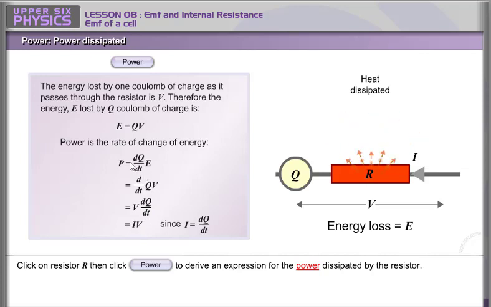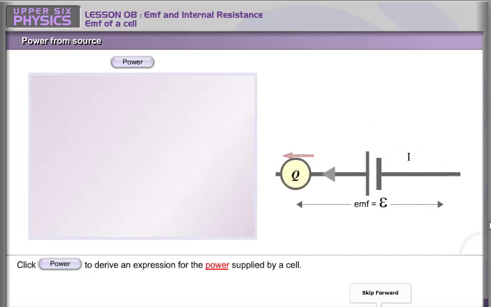Okay, so in other words, power dissipated, power lost here in this case, is equivalent to IV. P equals IV. That was power dissipated. Now power from a source, just now was a resistor. A resistor is not a source. Now we are using a source, a battery.